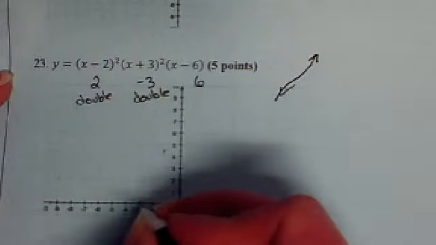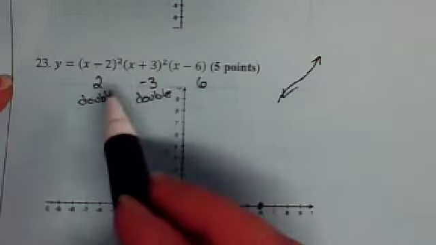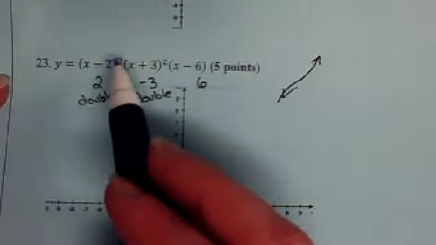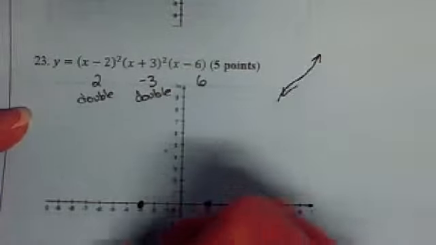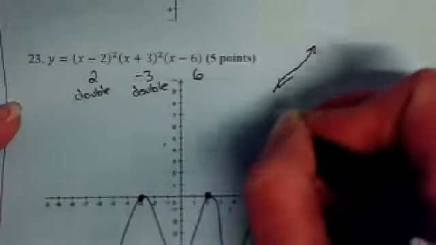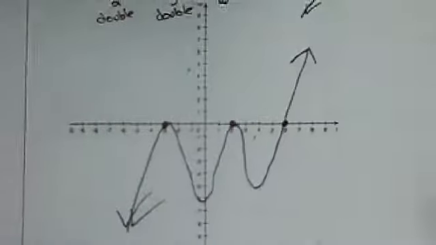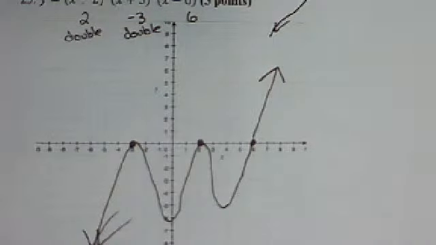2, negative 3, and 6. So each time it comes up to when one of the factors are squared, it's going to bounce. Bounce, bounce, and go through. I wasn't concerned with you being exact. What I was concerned with is going through those roots.